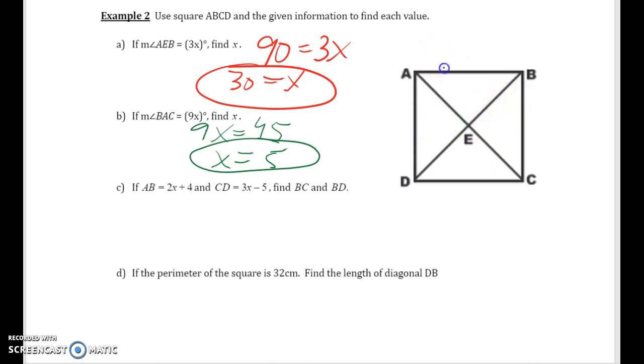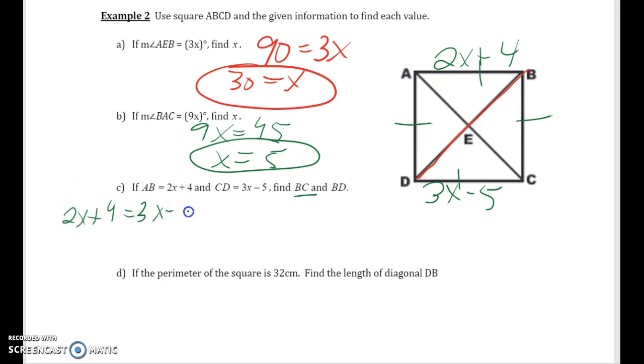If AB is 2x plus 4, CD is 3x minus 5, find BC, which is another side. We know all the sides of a square are equal, and then find the diagonal, BD. Okay, well, since all the sides of the square are equal, we can set 2x plus 4 equal to 3x minus 5. If we subtract 2x from both sides and add 5 to both sides, we get 9 equals x.